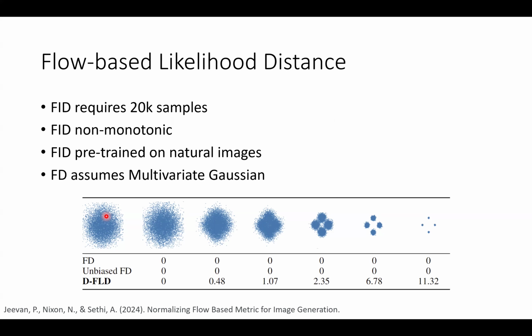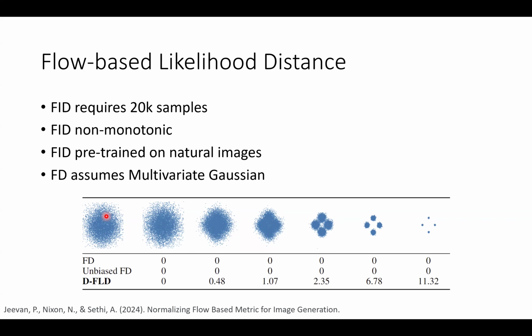Second, FID does not agree with human perception most of the time. Things which humans think look much better might not show a lower FID score. Also, FID has been shown to be non-monotonic. In the sense that if the degradation of an image increases, FID might actually go down and then come up, which is also not a good quality for an evaluation metric.